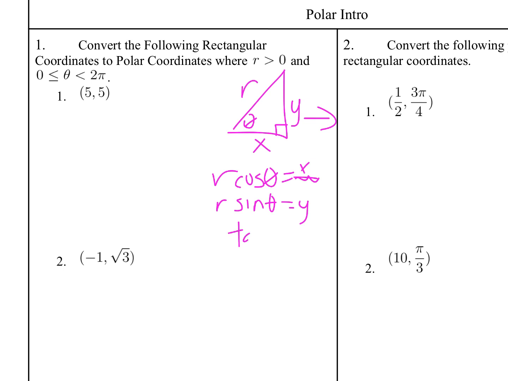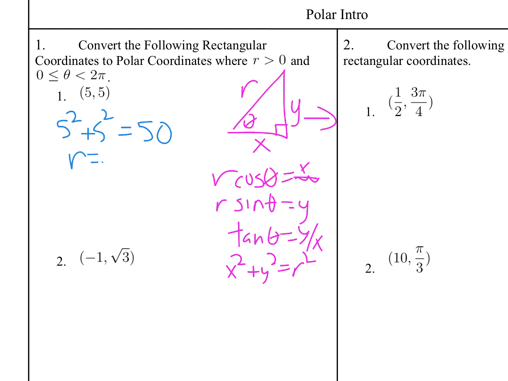I got the tangent one. The tangent of theta is y over x. And I also know that x squared plus y squared is r squared. Those are pieces I'm going to need. So first one, let's do x squared plus y squared is r squared. So that's 25 and 25, which is 50. So that's r squared. So r is the square root of 50, which I could write as 5 square roots of 2 if I wanted to.